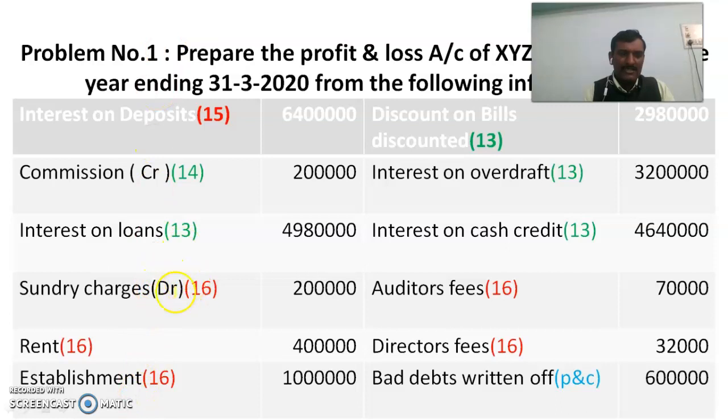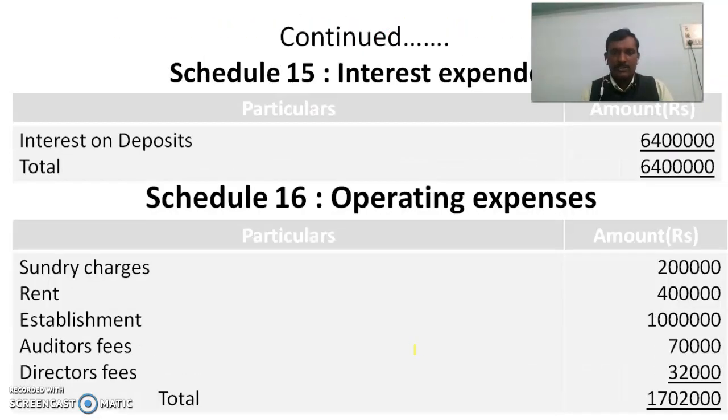One is sundry charges, rent, and establishment. So here three items are given, and coming to the right hand side, here we have only two items, that is auditor's fees and director's fees. So totally 5 items are there for schedule number 16, and these items are to be posted to schedule number 16 here as operating expenses.